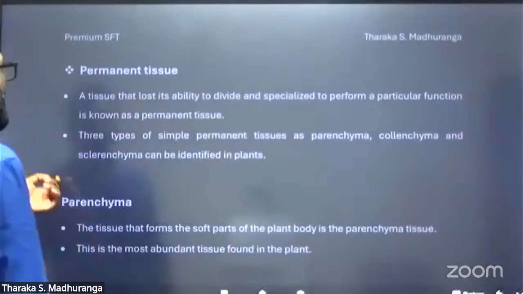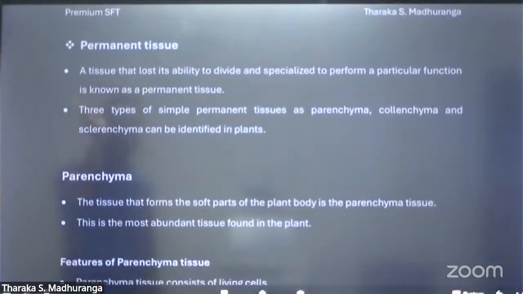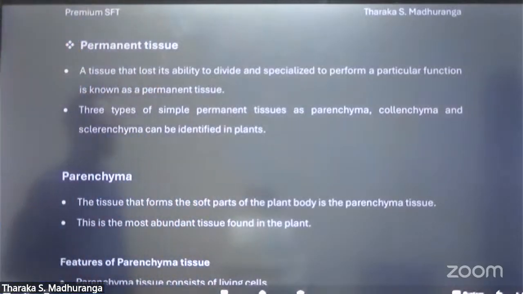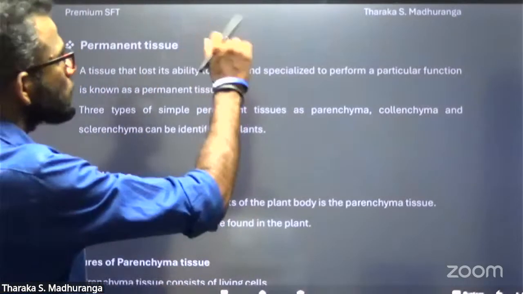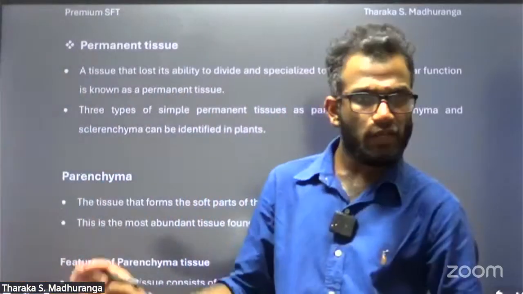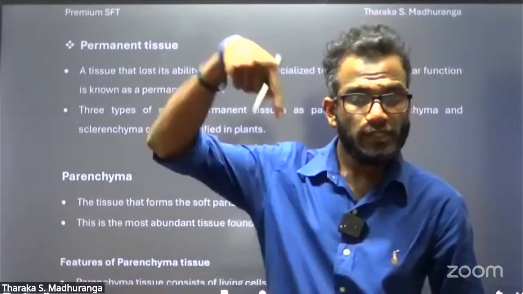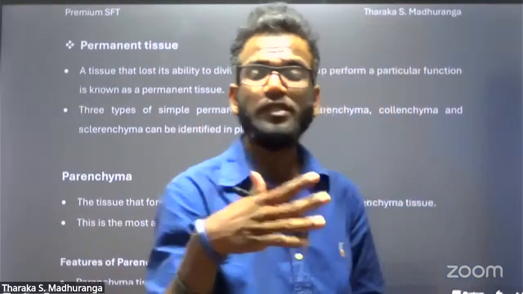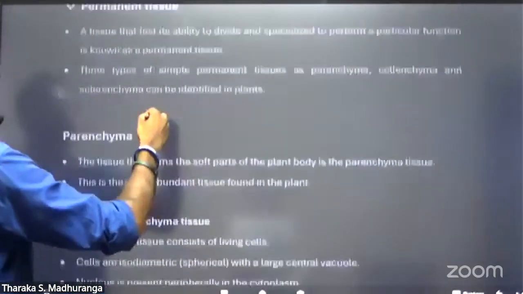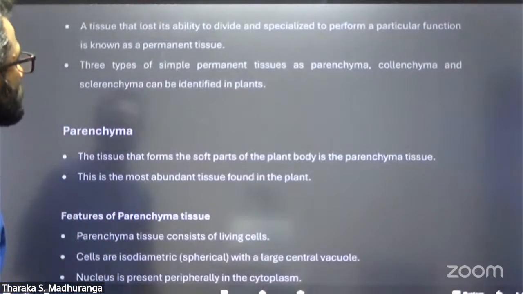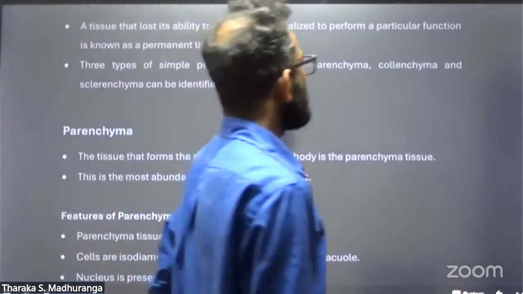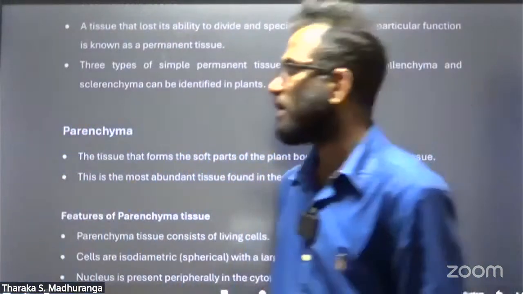Okay, come to the note. Permanent tissues: a tissue that lost its ability to divide and specialize to perform a particular function. Again, no dividing or growing. They have specially matured. They are specially designed for a special function. The types of simple permanent tissues are parenchyma, collenchyma, and sclerenchyma.